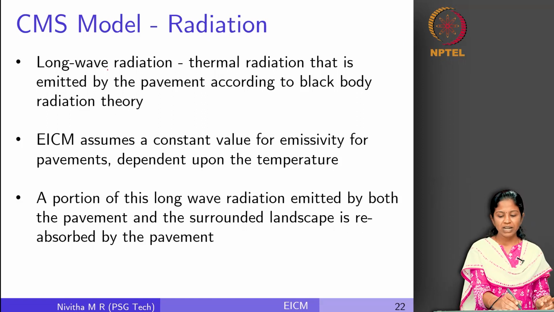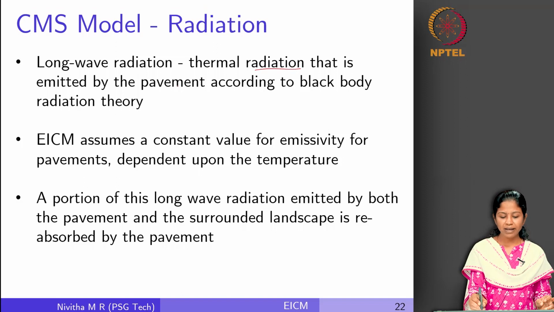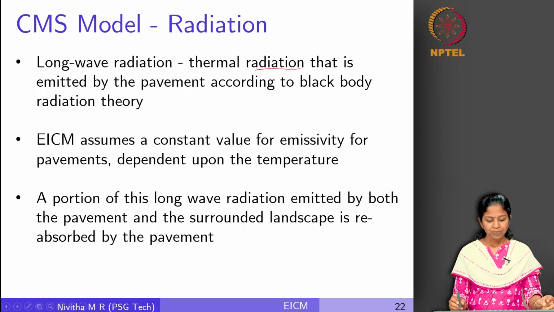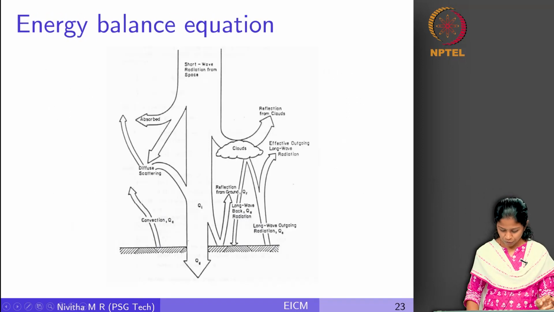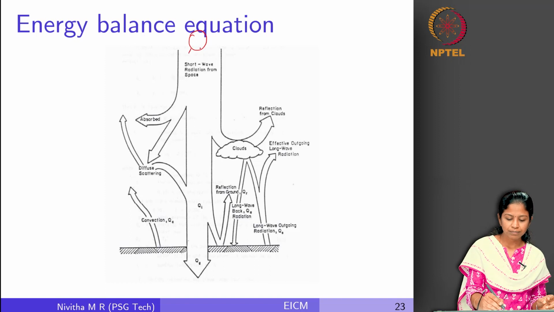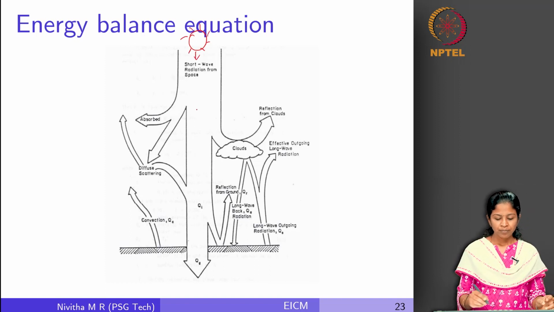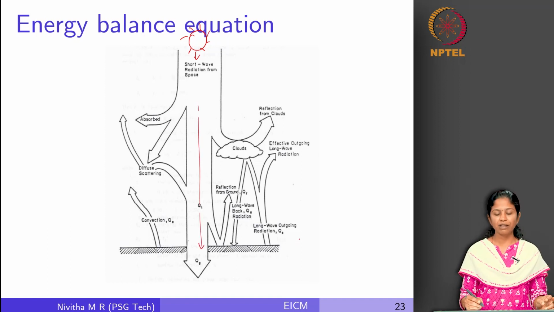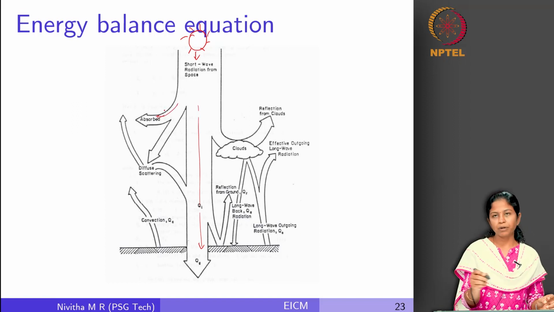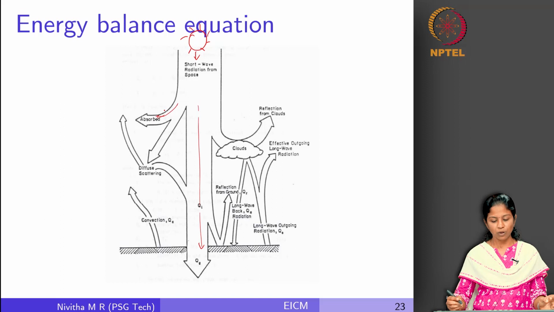The long wave radiation is nothing but the thermal radiation that is emitted by the pavement according to the black body theory, right. So, let me show you this with an illustration. What we get from sun is a short wave radiation that falls onto the surface. So, this short wave radiation can directly fall on the surface. Some amount of this radiation might be absorbed by the surrounding conditions also.